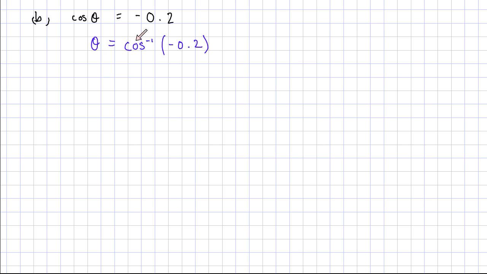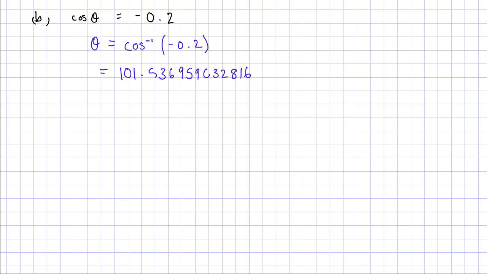Now unlike sine, this is actually going to give me a value between 0 and 180. So the principal value of cos is between 0 and 180. That's the value that the calculator gives. So this is going to be equal to 101.5369590328816. So this is the value that the calculator gives.